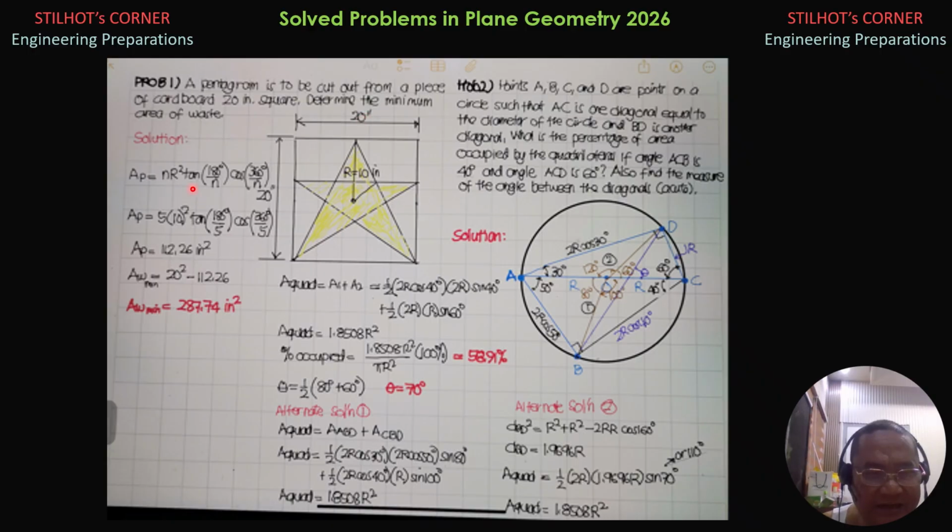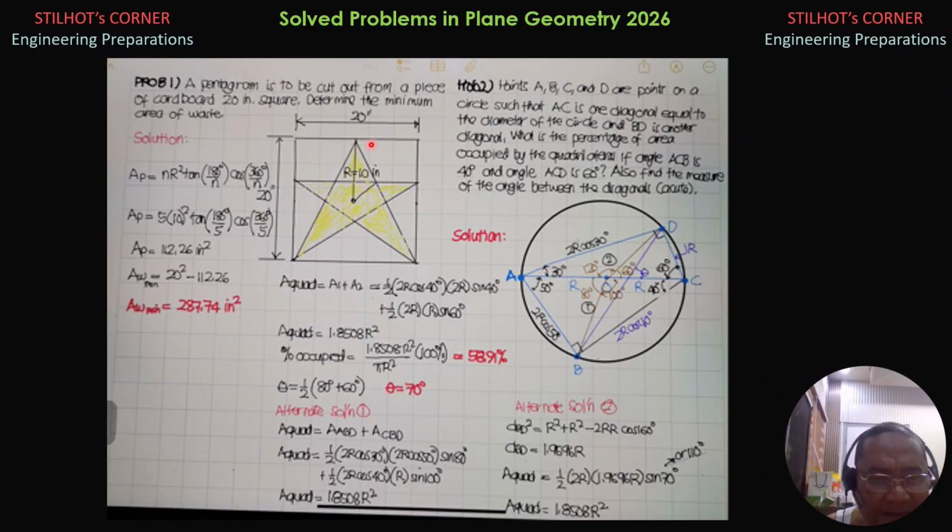Since the formula is derived, it's still fresh, so I just use it directly. You may compute the area of this one triangle on your own, then multiply it by 10 to get the area. So n r squared tan cos. Here n is 5, the radius is 10, tangent of 180 degrees over 5, cosine of 360 degrees over 5, so that is 112.26 square inches.